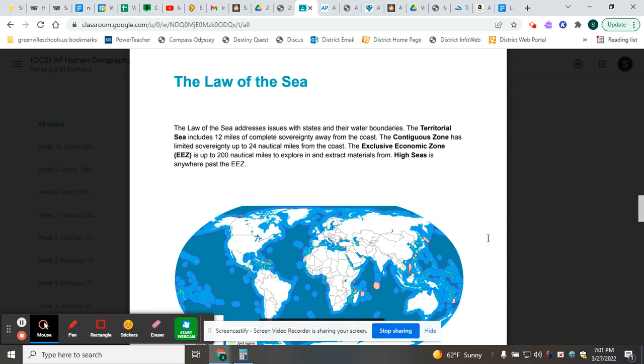The contiguous zone has limited sovereignty up to 24 nautical miles from the coast. So if you go out 24 nautical miles, the United States still has some sovereignty over that part of the Atlantic Ocean, or if you're in California, that part of the Pacific Ocean. The exclusive economic zone, or EEZ, is up to 200 nautical miles to explore in and extract materials from. Once you get past 200 nautical miles off of a coast, then you're in international waters.